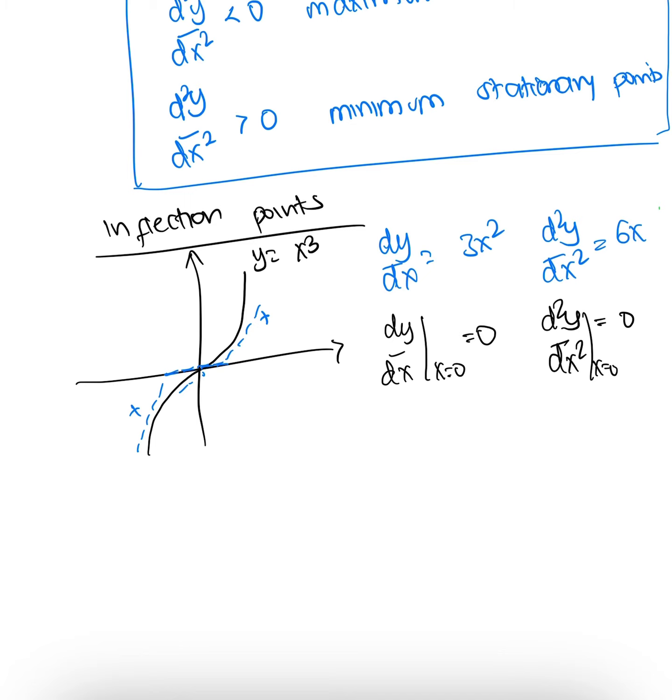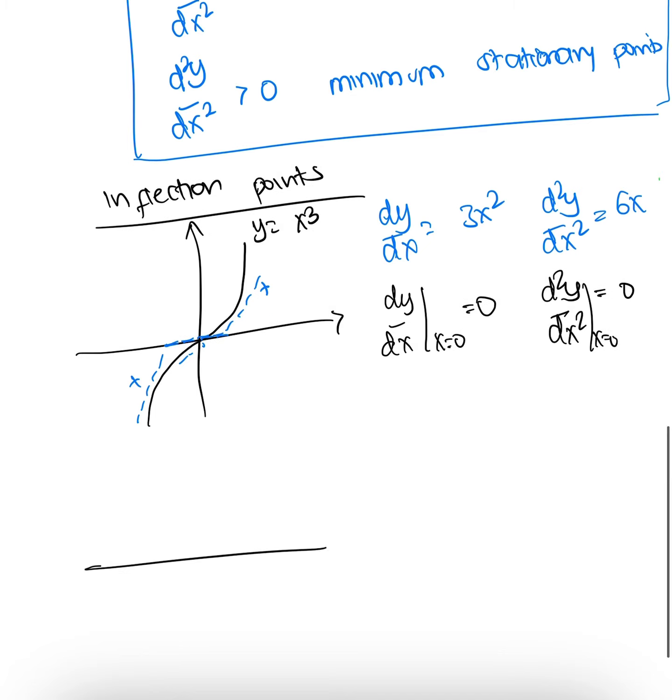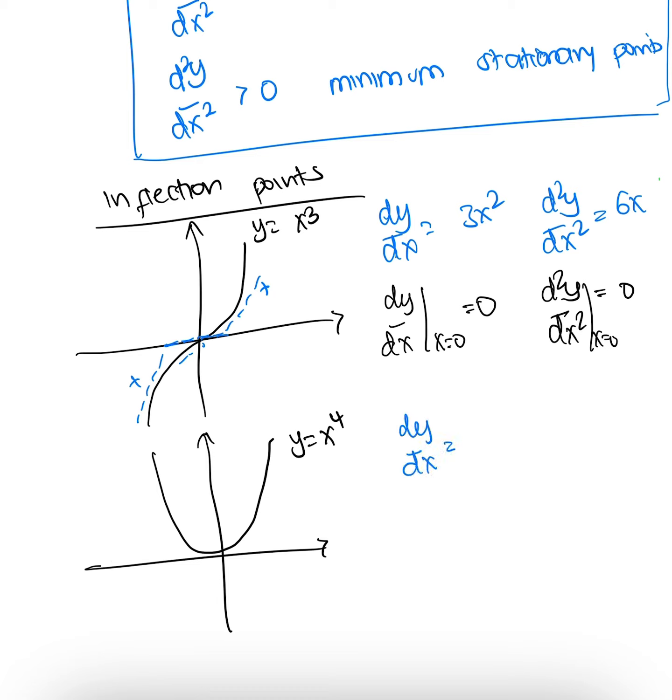Let us look at another example that's similar to this. It's also a polynomial, whereby y equals x to the power 4, right? Well, dy by dx is 4x cubed. d squared y over dx squared is 12x squared. Again, similar situation. dy by dx is 0. d squared y over dx squared, also known as the second derivative, is also 0. But here it's a minimum.